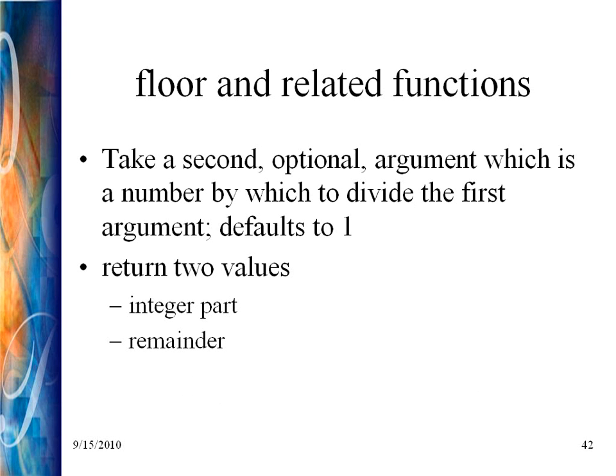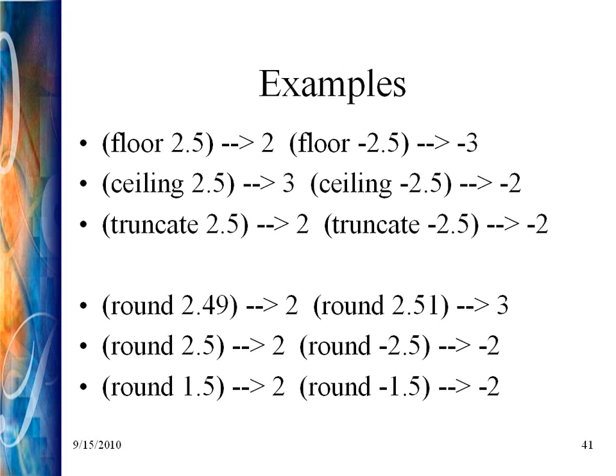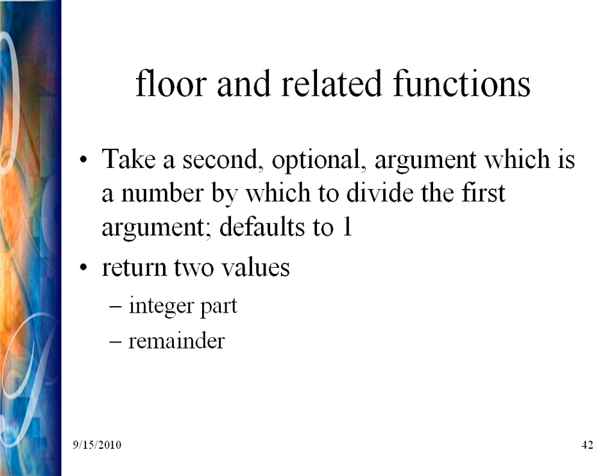Floor and all these other functions take a second argument, which is divided into the first argument in order, and then the result is truncated. The second argument defaults to 1, which is why we could put it in here as 1, but if it's 1, divide that into anything, you just get the anything.